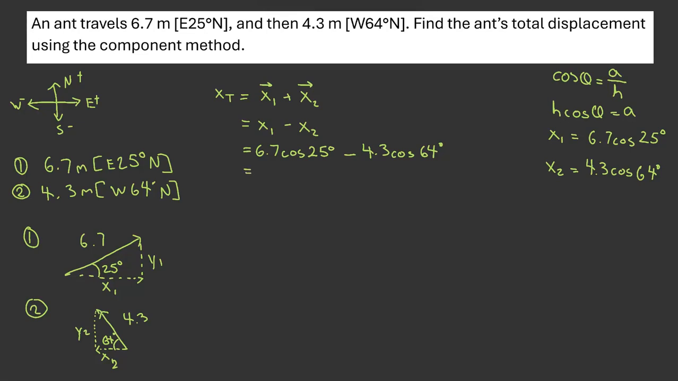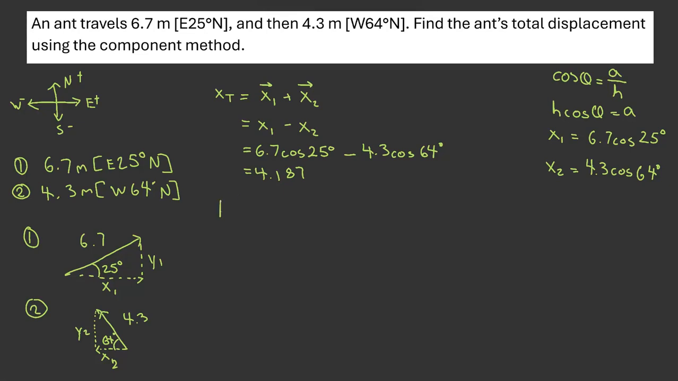And when I put that in my calculator, I'm going to get 4.187. I'll take 3 decimal places here. And I got a positive value, so that'll tell me that my overall displacement in the x dimension is going to be towards the east.